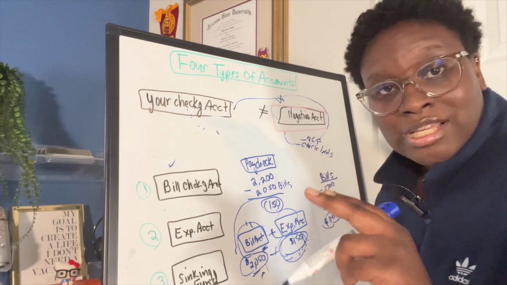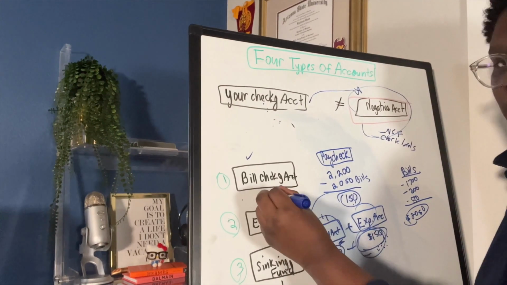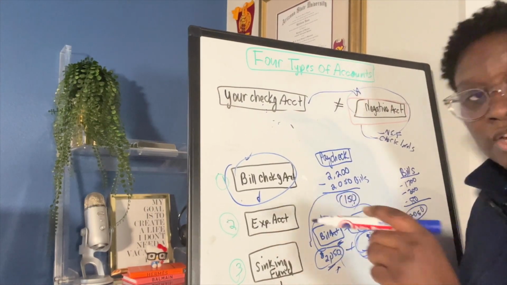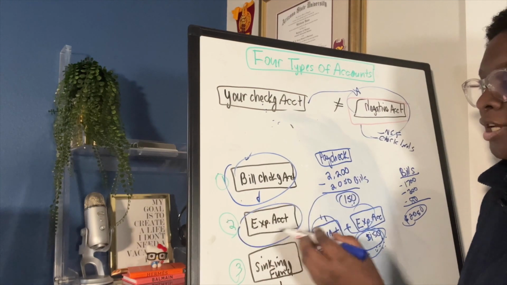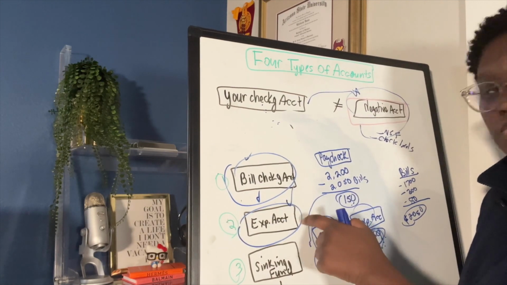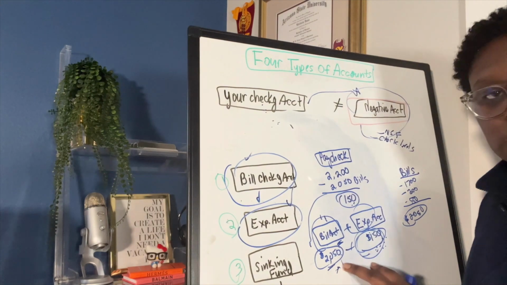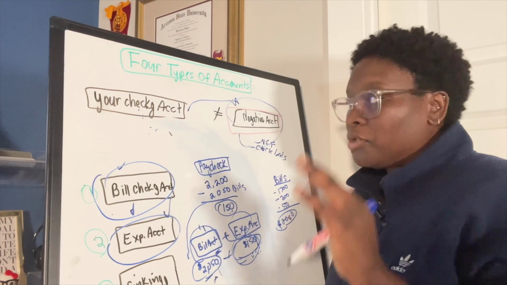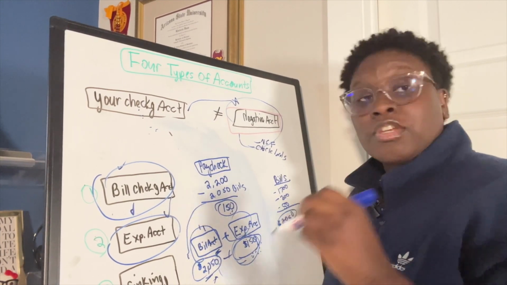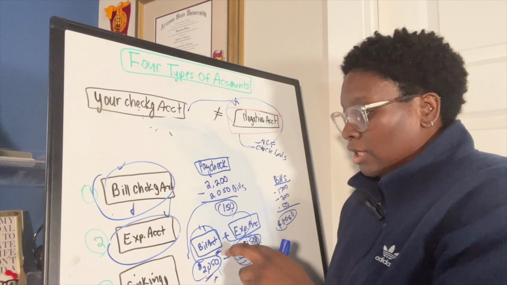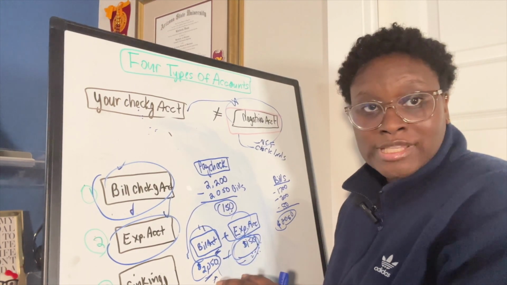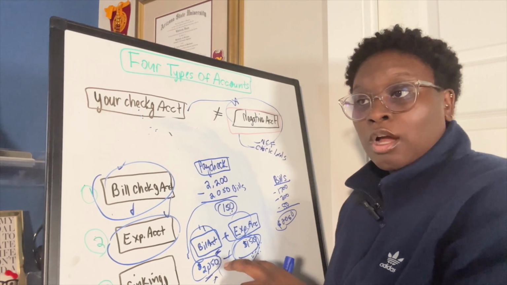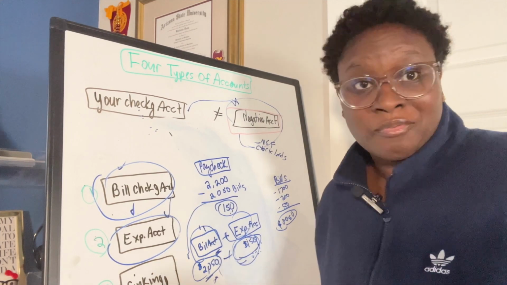Which leads me to my second account, an expense account. You need a separate checking account for your bills, and you need a separate checking account just for your expenses. This is a game changer. It is an absolute game changer when it comes to managing your finances and giving yourself structure. This is what kept me from always having a negative account balance. This is what kept me from not having enough money to take care of my basic needs.